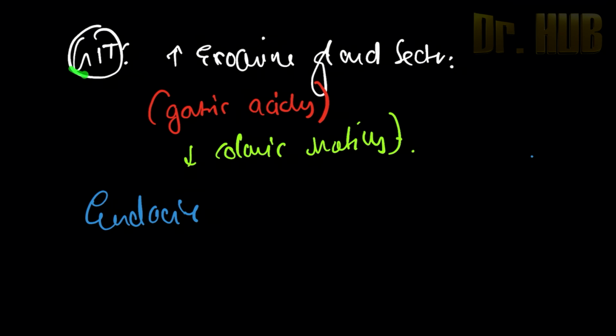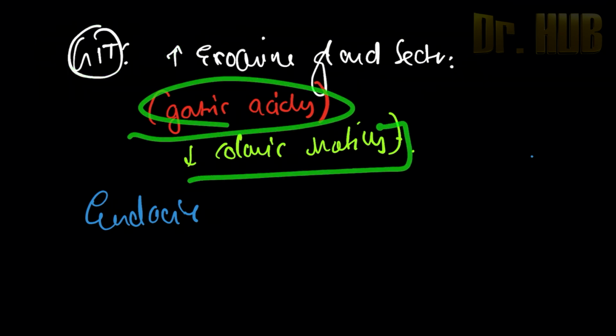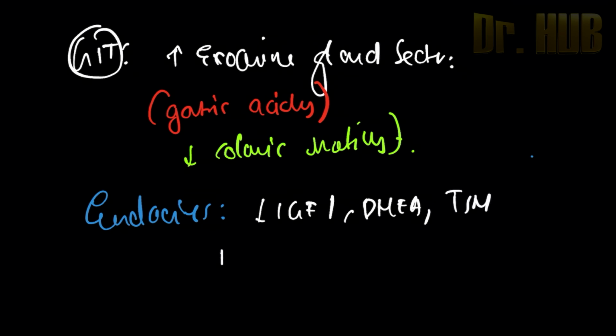So to recap the GIT, there is increase in exocrine gland secretion, there is gastric acidity, as well as there is decrease in colonic motility. Now moving on with the endocrines, there is a decrease in IGF-1, DHEA, and TSH, there will be increase in PTH, as well as menopause and andropause.